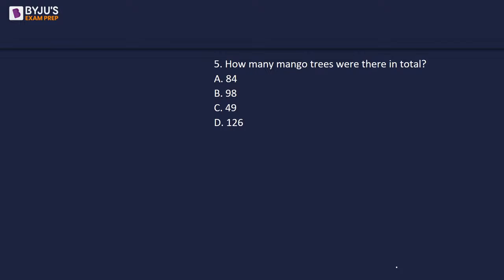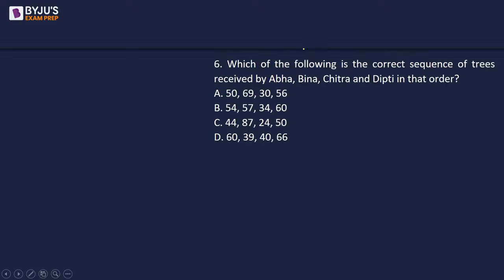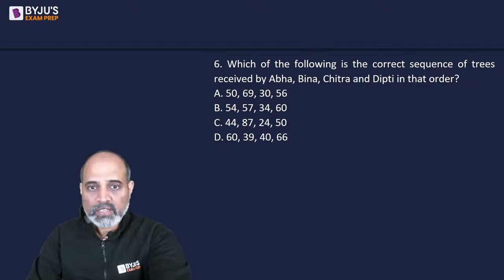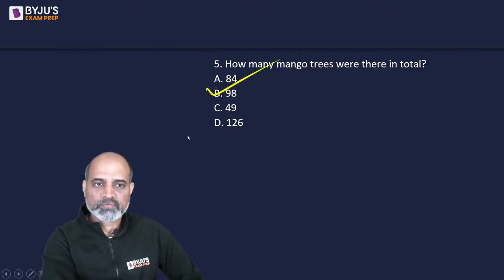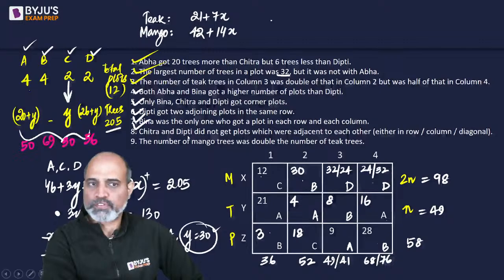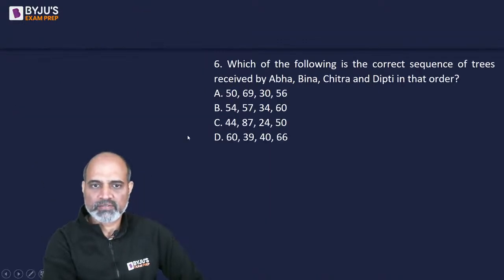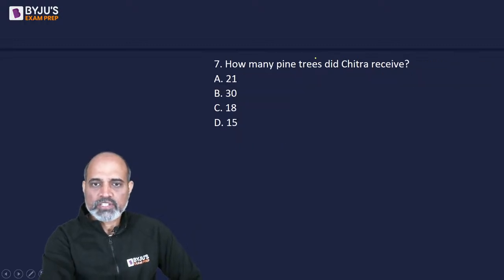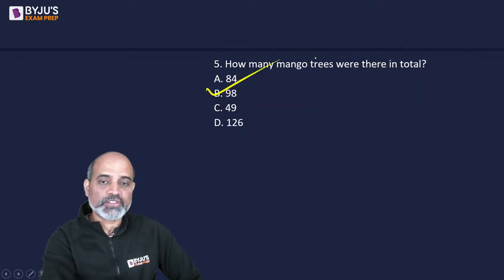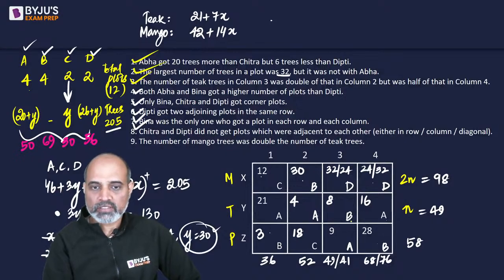How many mango trees were there in total? So mango trees we have in total is 98. Which of the following is the correct sequence of trees received by Abha, Bina, Chitra and Dipti in that order? So if you look at Abha, it's 50, 69, 30. 50, 69, 30. First option. Next, how many pine trees did Chitra receive? So if you look at Chitra, pine trees is 18.